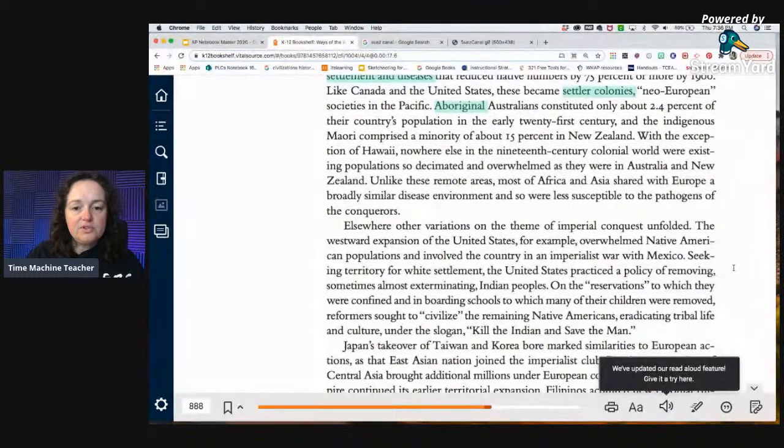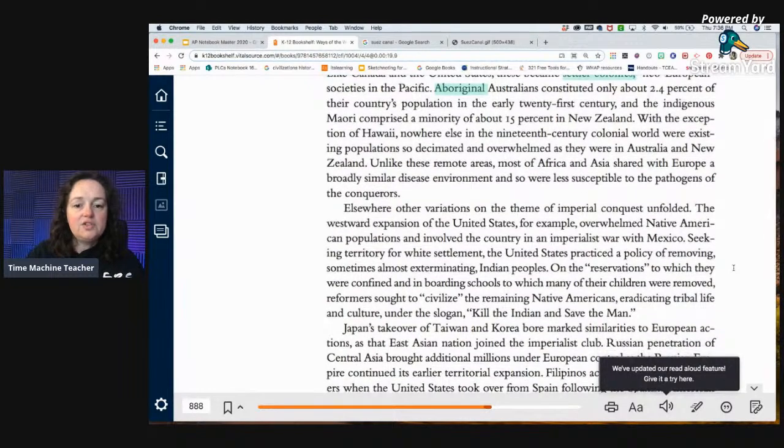Unlike these remote areas, most of Africa and Asia shared with Europe a broadly similar disease environment, and so was less susceptible to the pathogens of the conquerors. So remember at the beginning of the year, we talked about germs, guns, and steel. We talked about how the Europeans were coming into the New World, and they were decimating those populations because those populations didn't have immunity to the diseases. Similar thing happens in Australia and New Zealand. Whereas in Africa and Asia, they had immunity because they had domesticated animals and they had contact with the Europeans. The Aborigines in Australia and New Zealand had not had that contact. That's what they're talking about there.